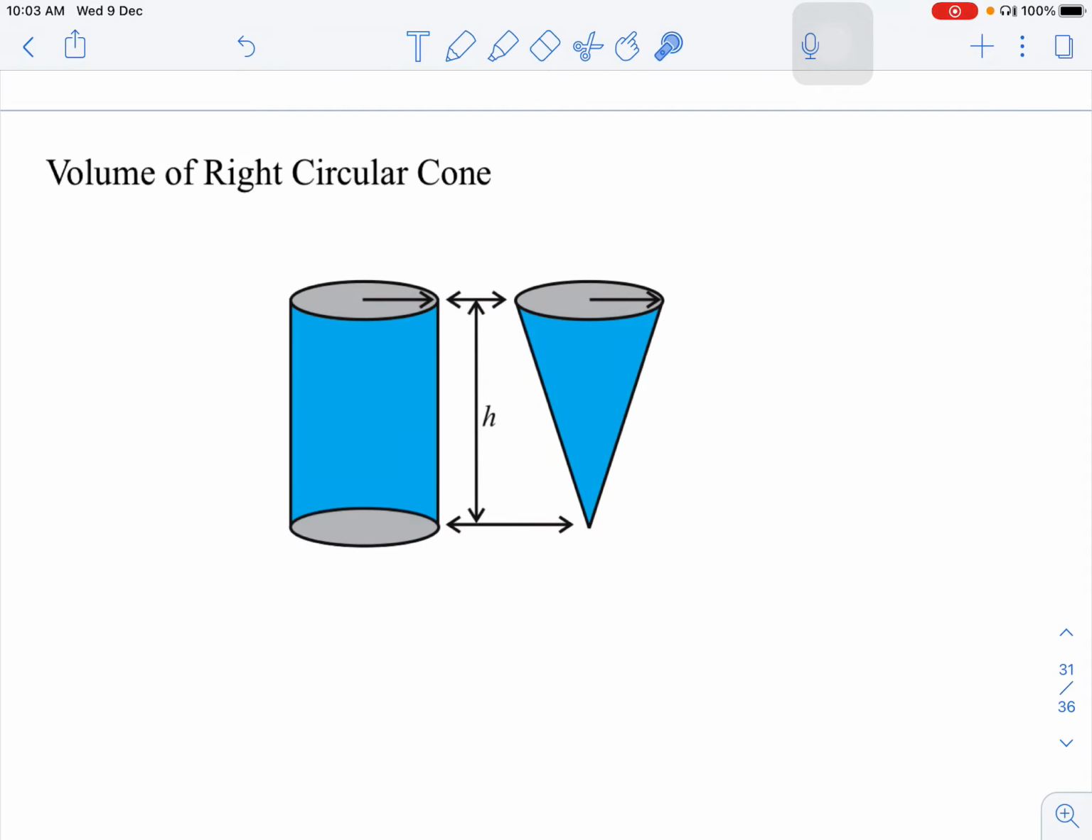Now consider a right circular cylinder and a cone with the same radius. Both the cylinder and the cone have the same radius and the same perpendicular height. Suppose we take some water in this cone and try to fill this cylinder. Let us see how many completely filled cones are required to fill one cylinder.